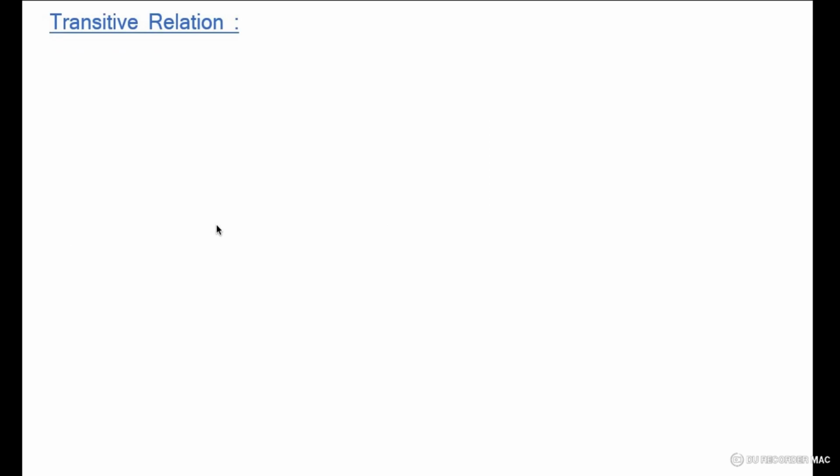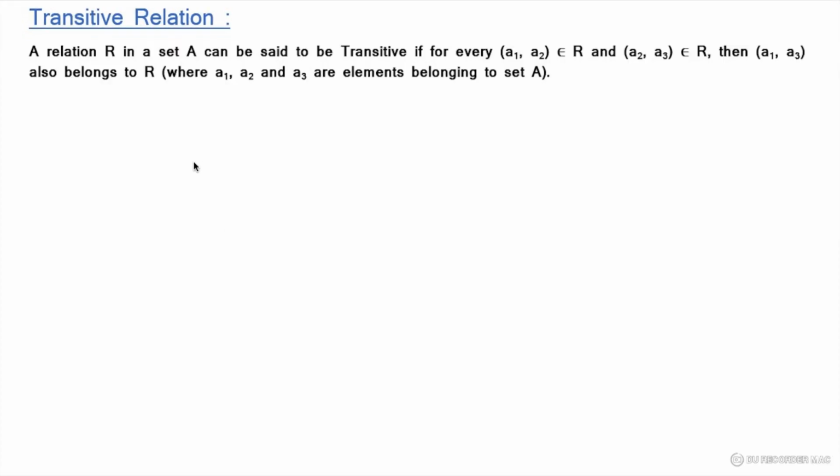Now moving on to the next type of relation, that is transitive relation. A relation R in a set A can be said to be transitive if for every (A1, A2) belonging to R and (A2, A3) belonging to R, (A1, A3) is also present in R, then that relation is called a transitive relation. Here the elements A1, A2 and A3 all belong to set A.